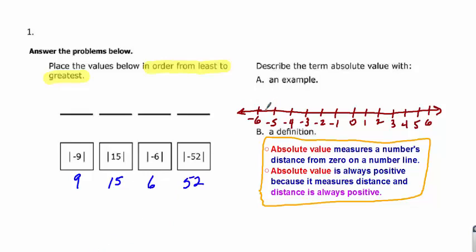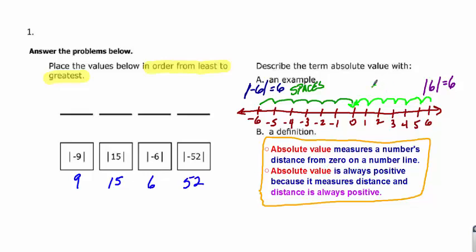So when we look at -6, we say that -6 has an absolute value of 6 because it is 1, 2, 3, 4, 5, 6 spaces away from 0. Is there another number 6 spaces away from 0? You bet there is. Positive 6. It also has an absolute value of 6 because it is also 1, 2, 3, 4, 5, 6 spaces away from 0. So that's how we calculate absolute value.